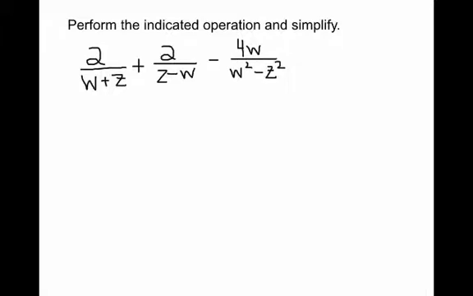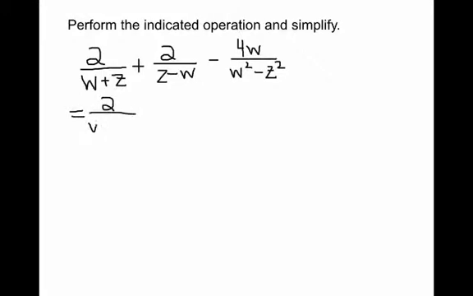We're going to perform the indicated operation and simplify. 2 divided by w plus z, plus 2 divided by z minus w, minus 4w divided by w squared minus z squared. Our first job is going to be to factor each of the denominators so that we can come up with a common denominator.